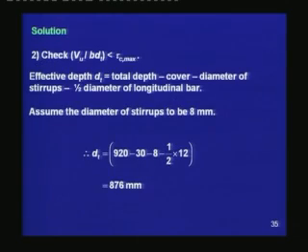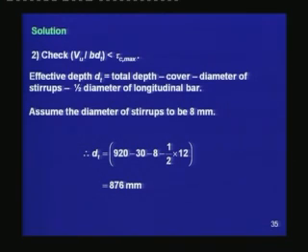Next, we are checking the average shear stress to be within the maximum permissible value. To do that, we need to calculate the effective depth dt, which will be governed by the depth of the non-prestressed steel, and we are estimating that depth equal to the total depth minus cover minus diameter of the stirrups minus half diameter of longitudinal bar. The diameter of the longitudinal bar is given as 12 millimeters. We are assuming the diameter of stirrups to be 8 millimeters.